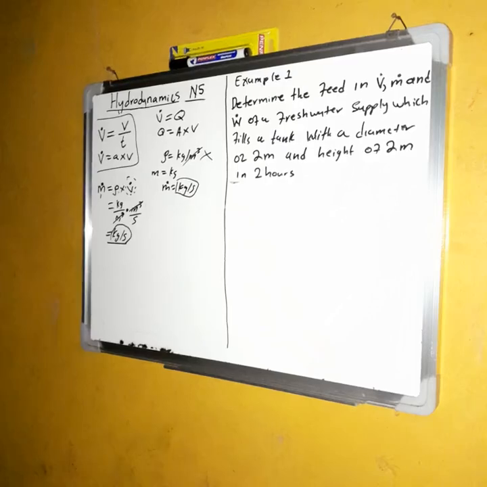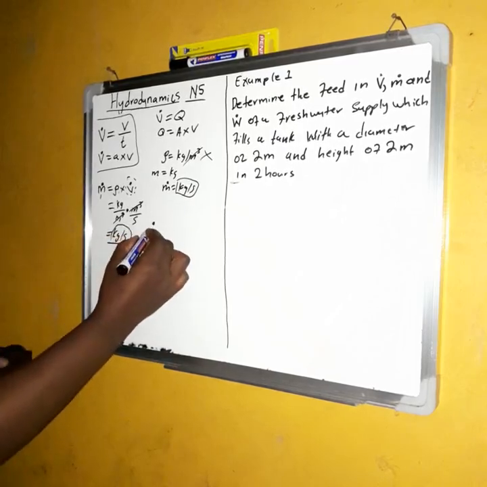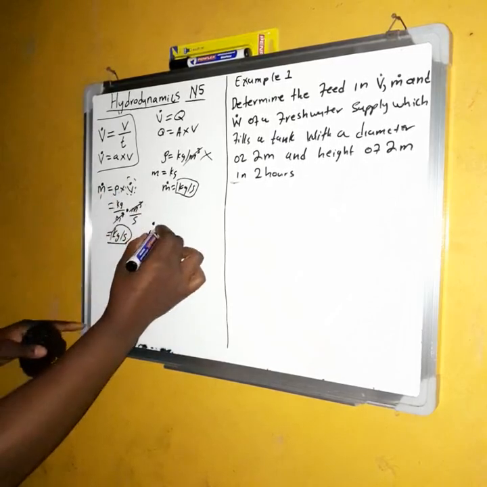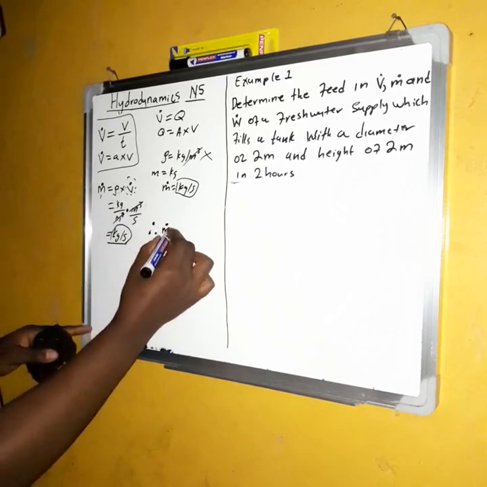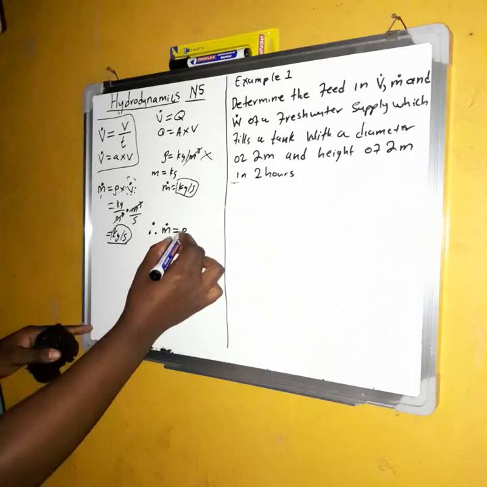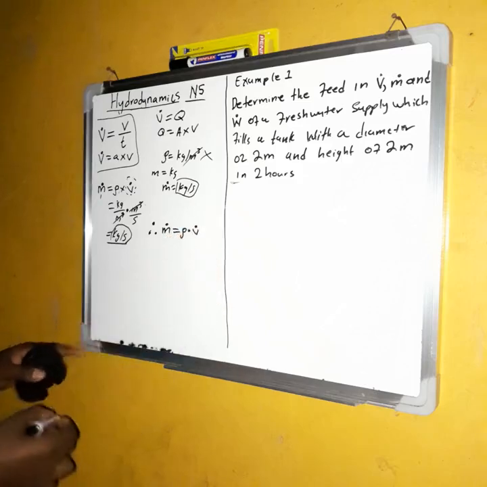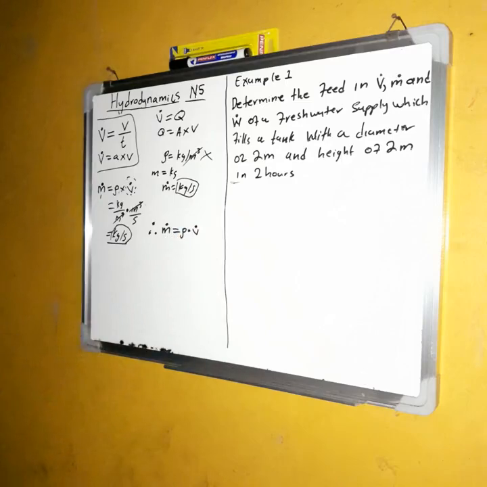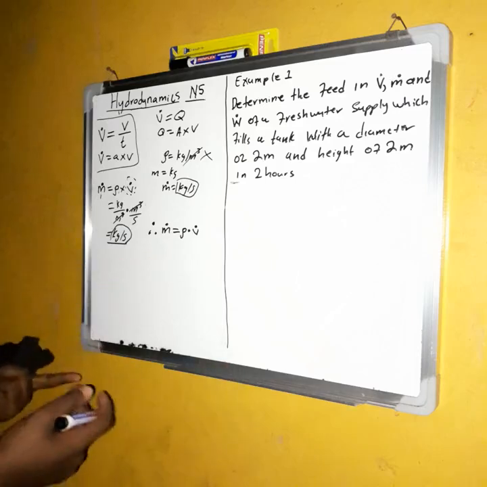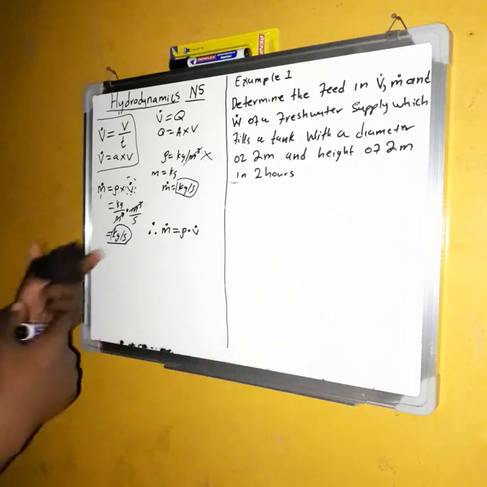So that means we can conclude that the flowing mass will be given by the formula: density multiplied by V, the flowing volume, like this. This will be our mass flow. So I hope you understood this.